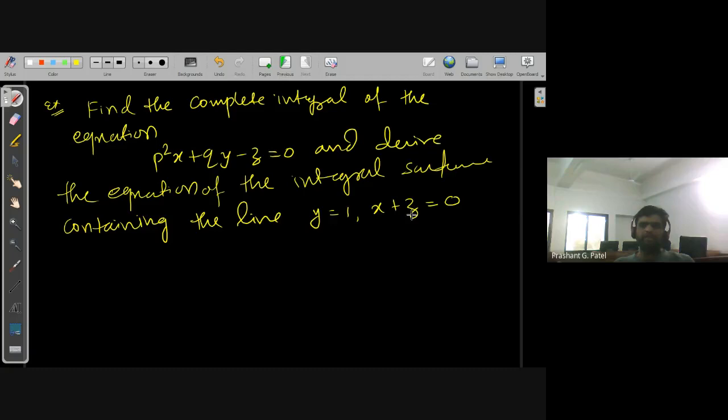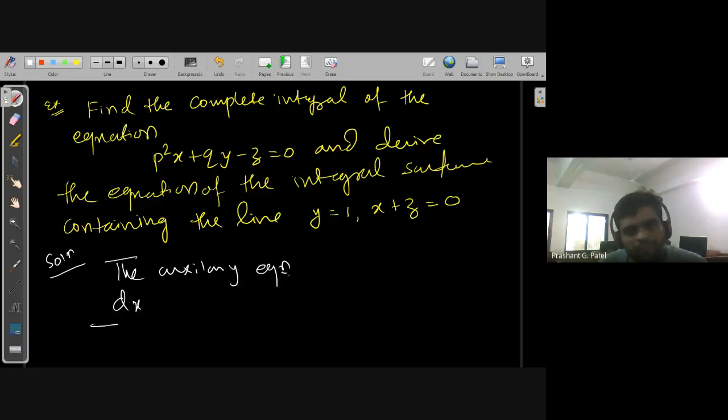Because this is a plane and this is also a plane. The intersection of these two planes is a line. And this is a non-linear equation that is given. So either you can use Charpit's method or Jacobi's method to solve this. I'm using Charpit's method to do this. So I'm not writing the auxiliary equation in detail now. You already know the formula for the auxiliary equations.